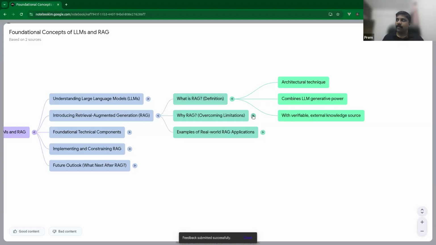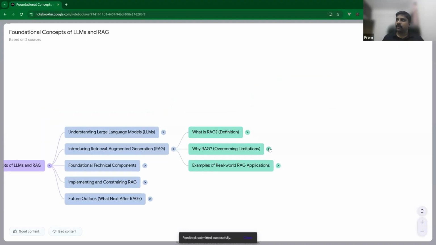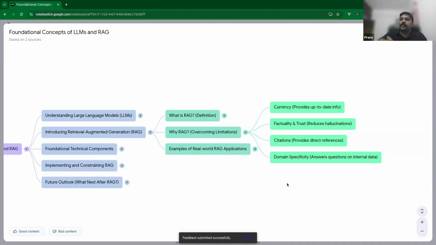Okay, so now let's go to how RAG overcomes these limitations. Currency: it can provide up-to-date information, because you are going to augment your question with up-to-date information, so your response also can be up-to-date. Factuality and trust: it can reduce hallucinations. It need not hallucinate, since it already has that information to provide. Citations can be provided, references can be given.